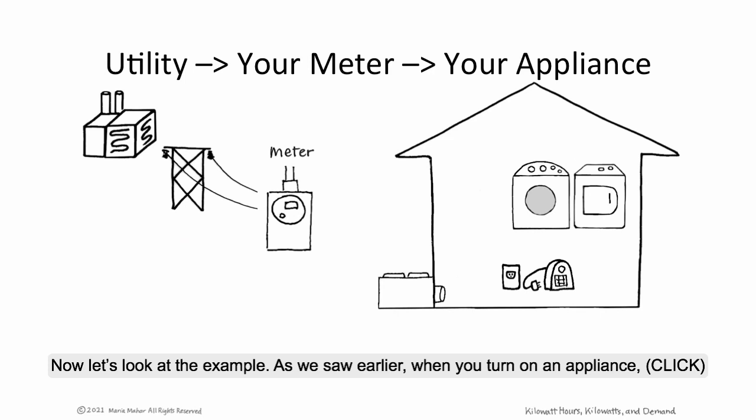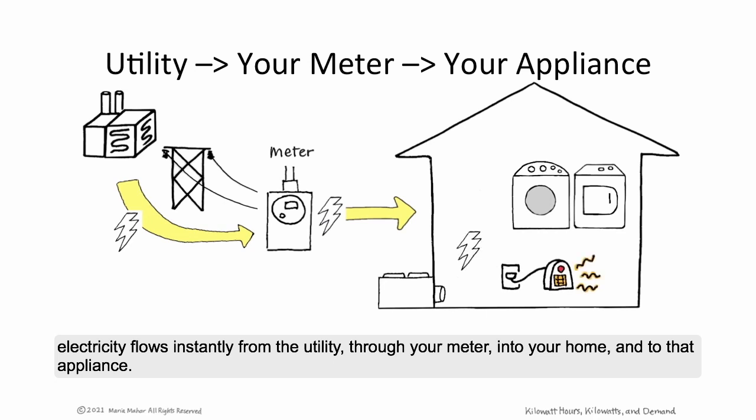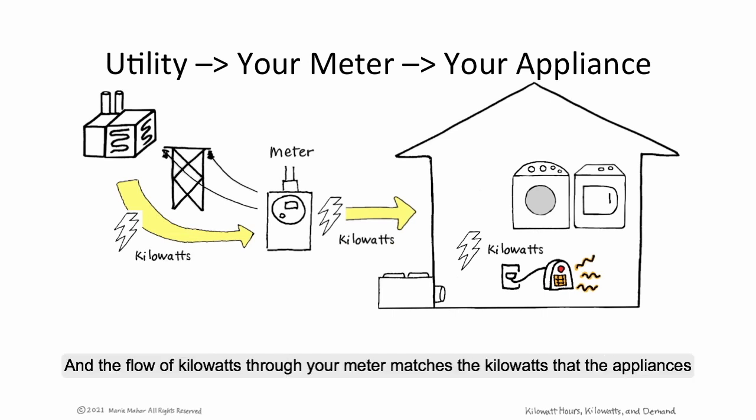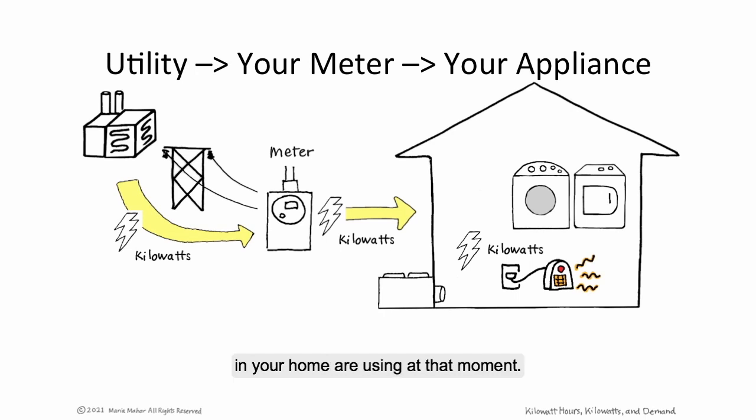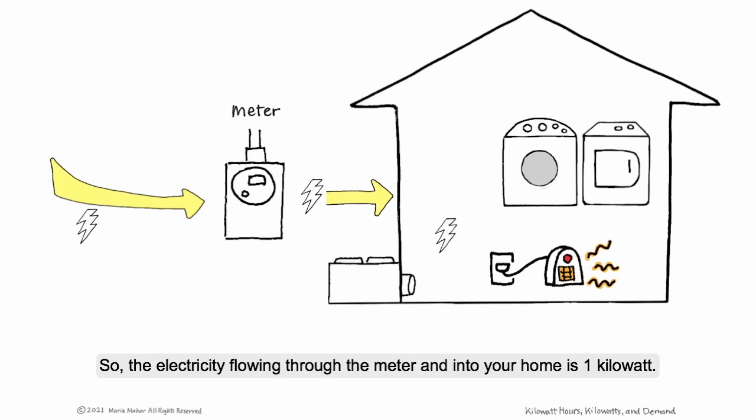As we saw earlier, when you turn on an appliance, electricity flows instantly from the utility through your meter into your home and to that appliance. This flow of electricity is measured in kilowatts. And the flow of kilowatts through your meter matches the kilowatts that the appliances in your home are using at that moment. In this example, the 1 kilowatt space heater is the only appliance on. So the electricity flowing through the meter and into your home is 1 kilowatt.